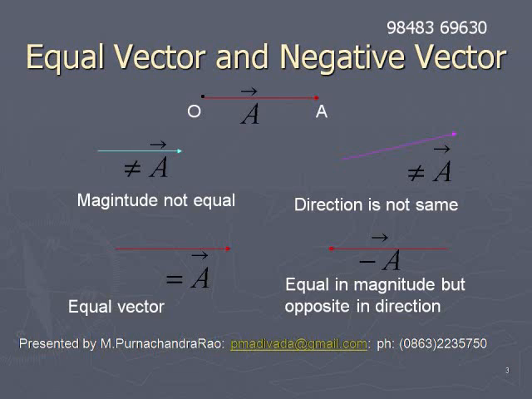Take the right one at the bottom. It has the same magnitude but opposite direction. It is equal to minus A bar.